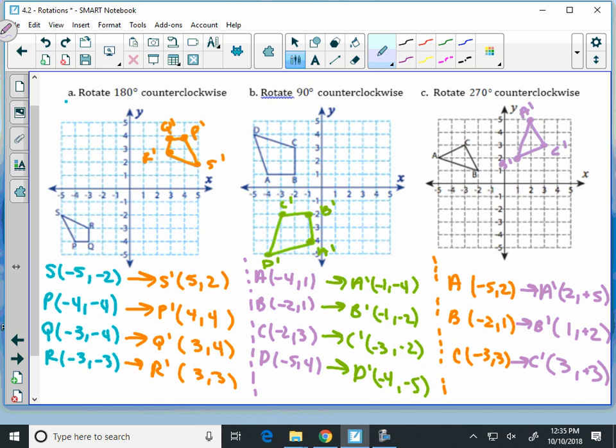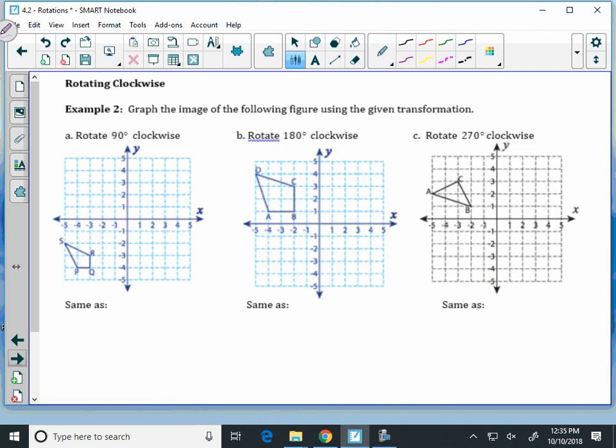Okay. So now we're going to talk about how to rotate something clockwise. The main thing I want you to remember is how to do counterclockwise rotations. Those are the main type of rotations we want you to know. I just want you to be familiar with clockwise rotations, so if you're asked to do a clockwise rotation, you're familiar with how to do it. But don't be overwhelmed by clockwise. It's not too bad. Okay.